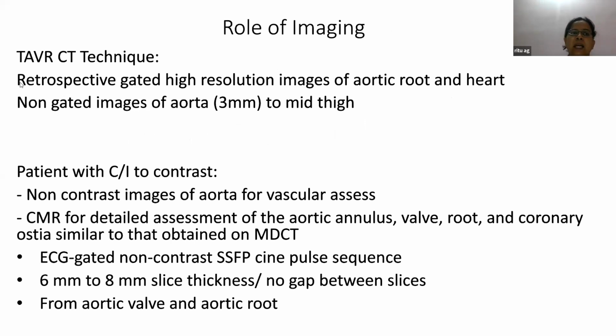So we have a retrospective gated, and mind you, this is not a prospective study, high-resolution scan of the aortic root and the heart. This is followed by a second non-gated scan of the aorta, with a thickness of at least 3 millimeters or less, extending up to the mid thigh. So we cover the bifurcation of the common femoral arteries, extending up to the superficial and deep femoral arteries up to the mid thighs. And we give only a single bolus of contrast.